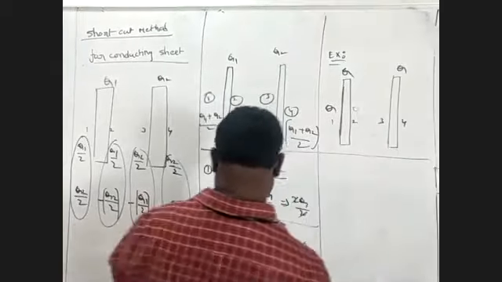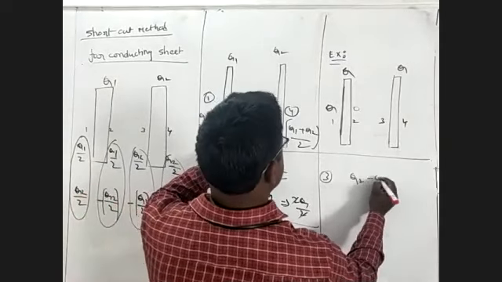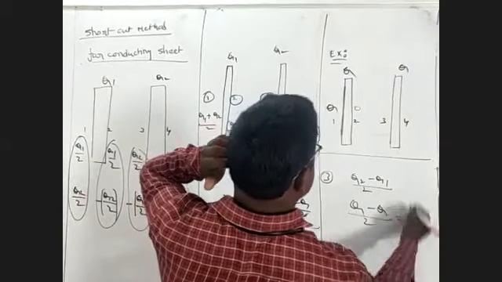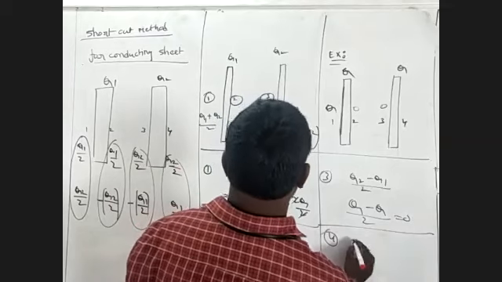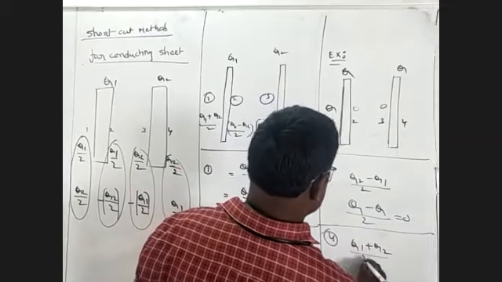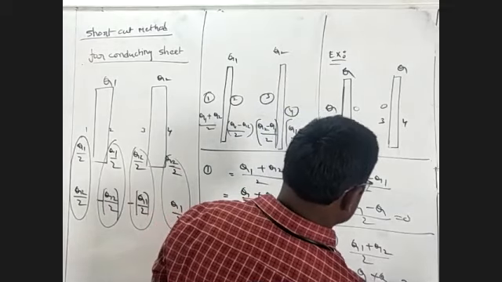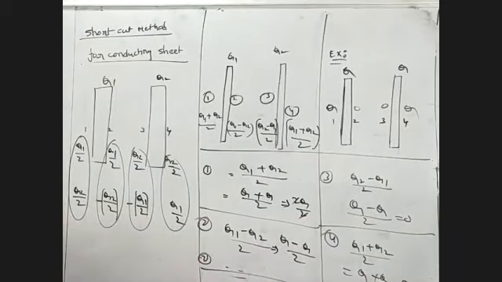In region 3, Q2 minus Q1 by 2. Q2 means Q and Q1 means Q, so the answer is 0. Next, region 4: Q1 plus Q2 by 2. Q1 is Q and Q2 is Q, so 2Q by 2, the 2 cancels, and the answer is Q. We are finding it like that.